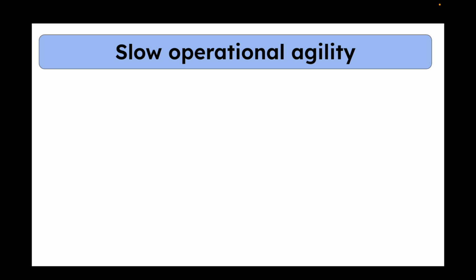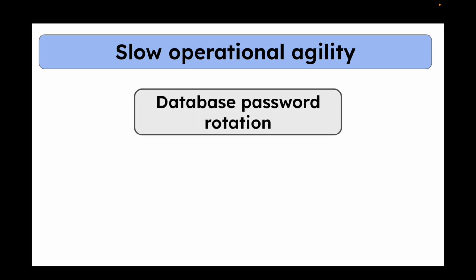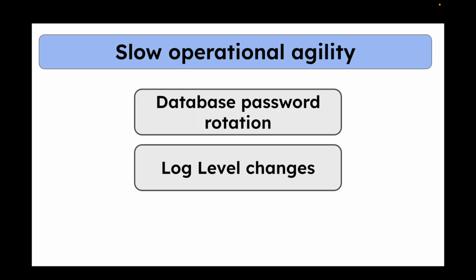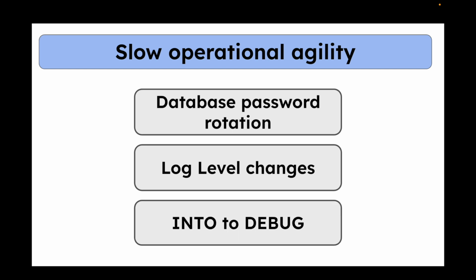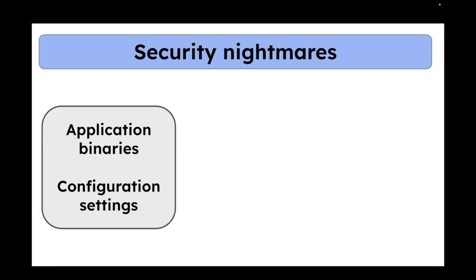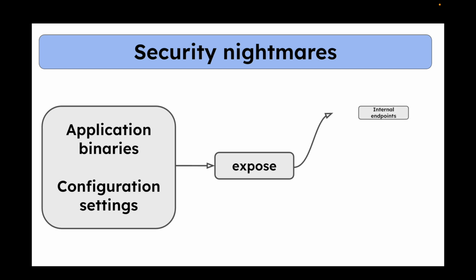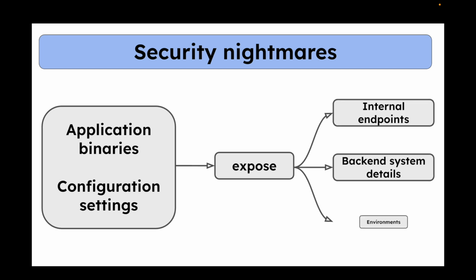The next issue is slow operational agility. If a database password rotates or a log level needs to change from, let's say, info to debug during an active incident, you shouldn't have to wait for a full code compilation pipeline to finish. And the third concern is security nightmares. Putting configuration files inside your application image risks exposing internal endpoints, backend system details, and environments to anyone who has access to your container registry.